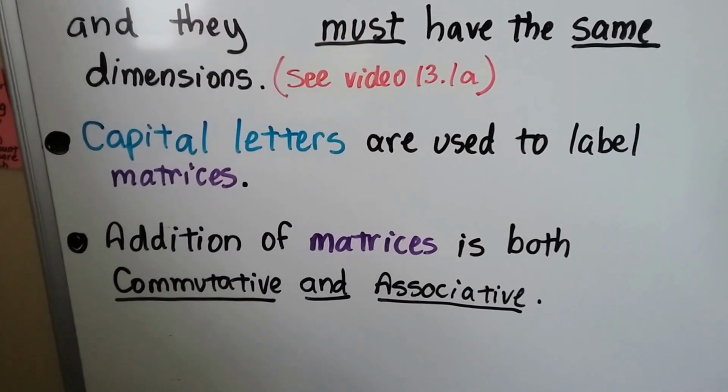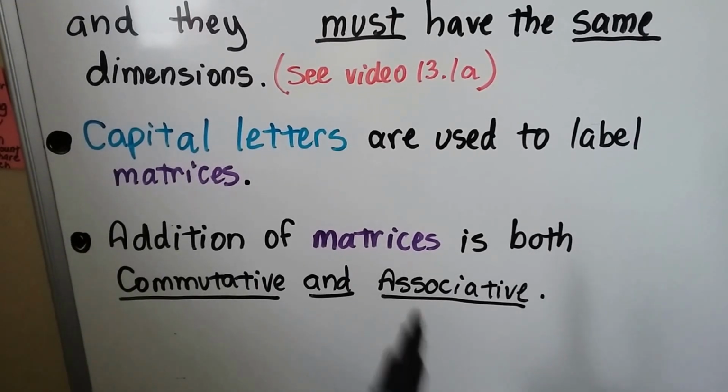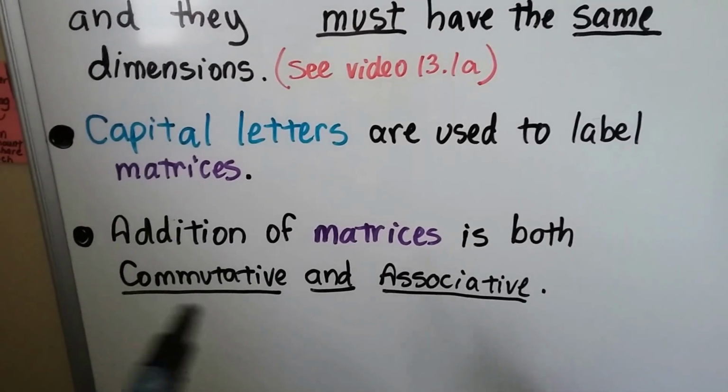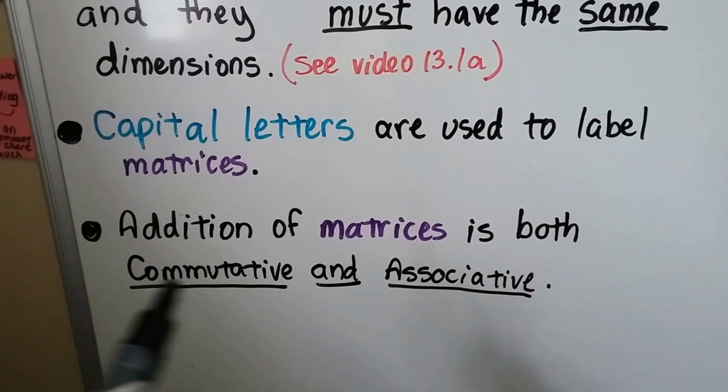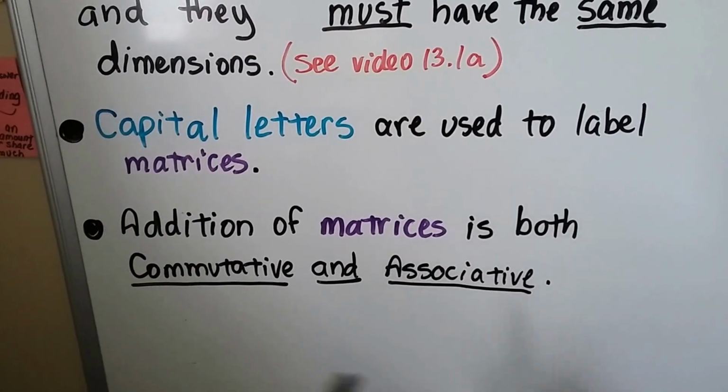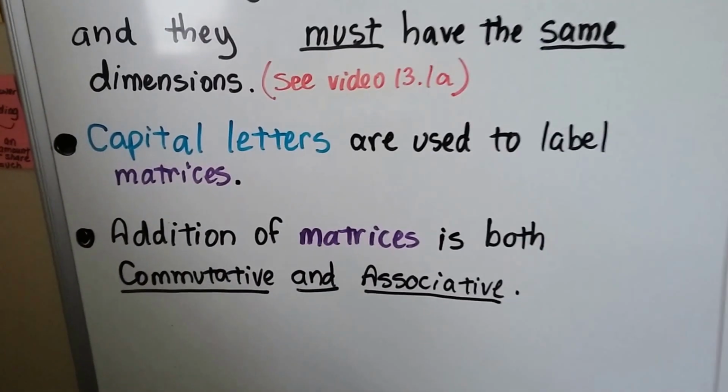Addition of matrices is both commutative and associative. Remember what those are, right? You can go left to right or right to left and it'll still equal the same thing, and this is the grouping property. We can regroup them. So we can add matrices.